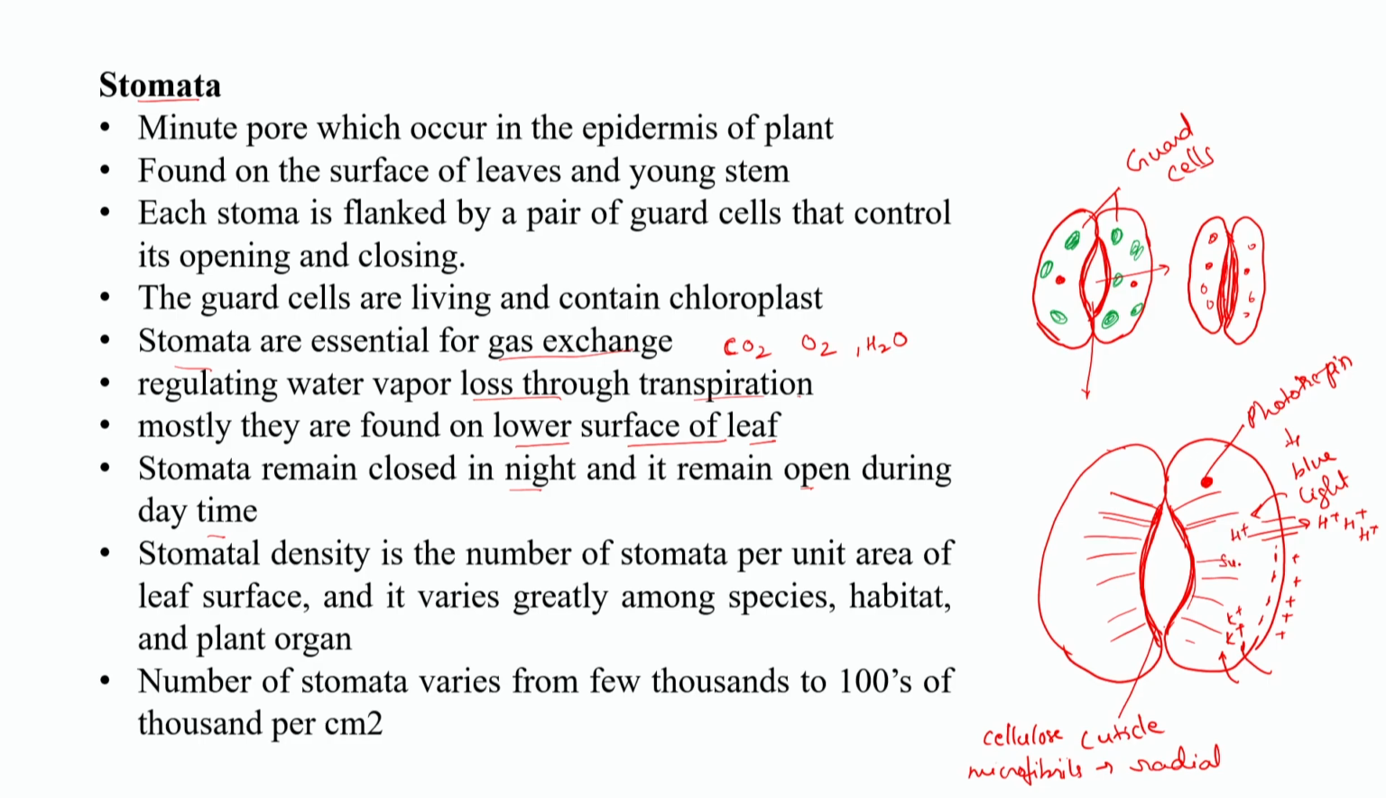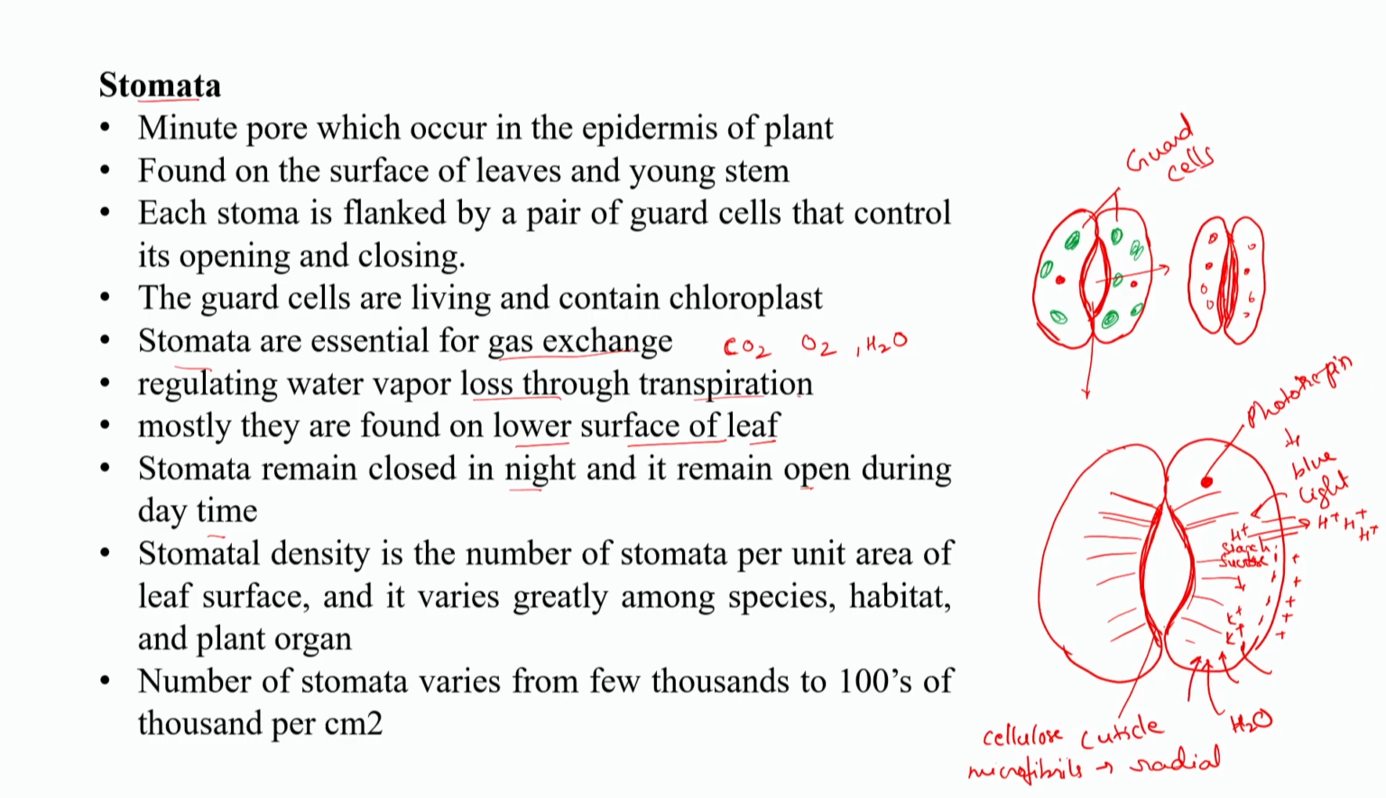The sucrose which is present in the guard cell, and the starch which is there, splits up to form sucrose. So a lot of ions, a lot of metabolites, a lot of solutes, all accumulate in the guard cell, and because of this the concentration of water decreases on the inner side of the guard cell, and because of which water from the outside, from the other epidermal cells, enters inside the guard cell, making the guard cell turgid.